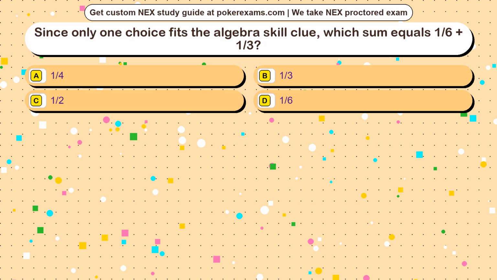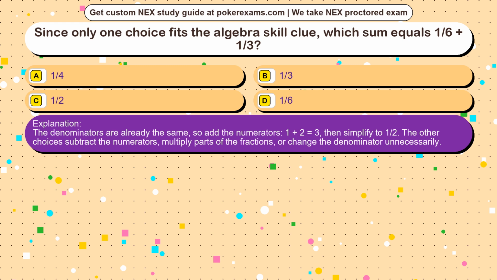The correct answer is option. The denominators are already the same, so add the numerators. 1 plus 2 equals 3, then simplify to 1/2. The other choices subtract the numerators, multiply parts of the fractions, or change the denominator unnecessarily.